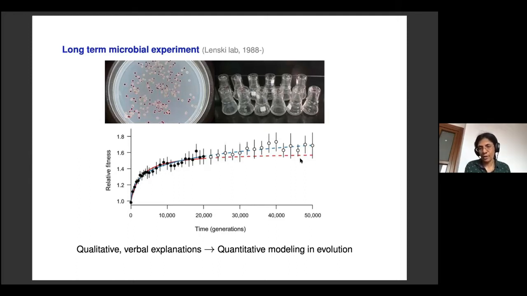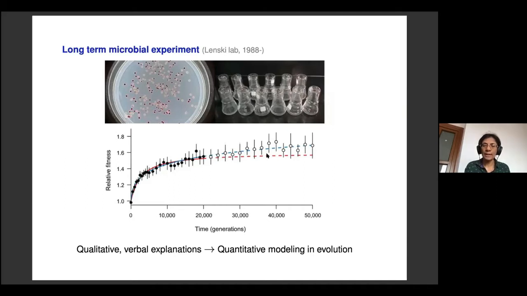That's a qualitative explanation. And here, what is shown in green and red are results from a detailed theory, and that's the sort of quantitative modeling one is interested in, and what drew people like me, who are statistical physicists, to this subject.